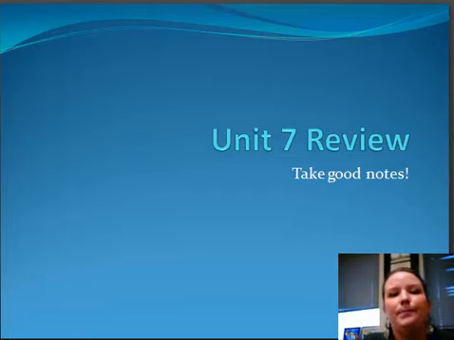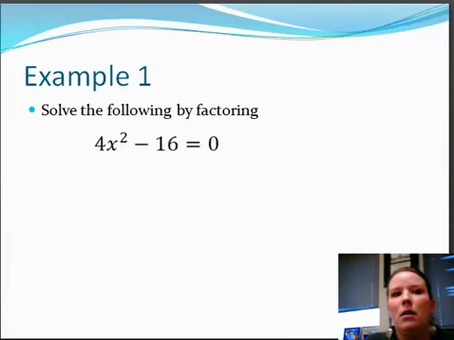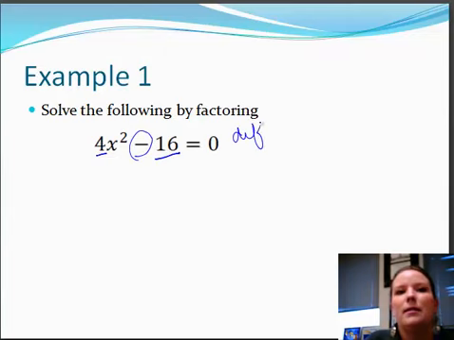Example 1. We are going to solve the following by factoring. When it says by factoring, that means that you don't have to use the quadratic formula, you can factor. If you notice, remember this is a perfect square, this is a perfect square, and we're subtracting. So this is going to be difference of squares.